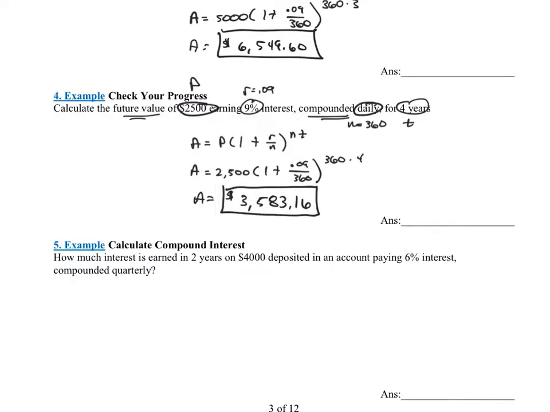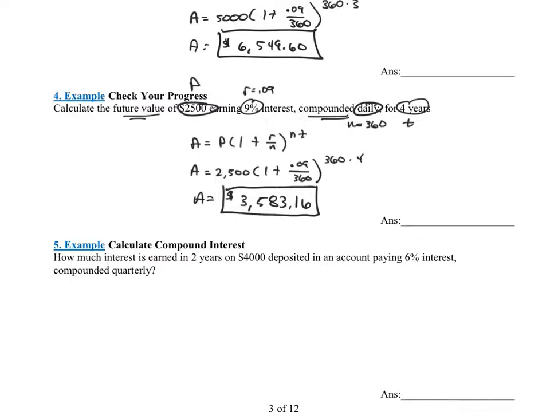Let's check for reasonableness. I put $2,500 into an account. It was there for 4 years, so I should have more than $2,500. Indeed, I do, and it's just slightly more. It's not outrageous, so this seems like a good one for me. Let's move on to example 5 here.